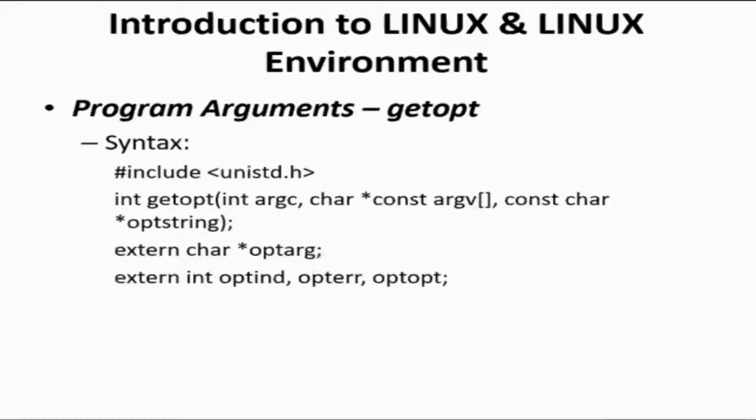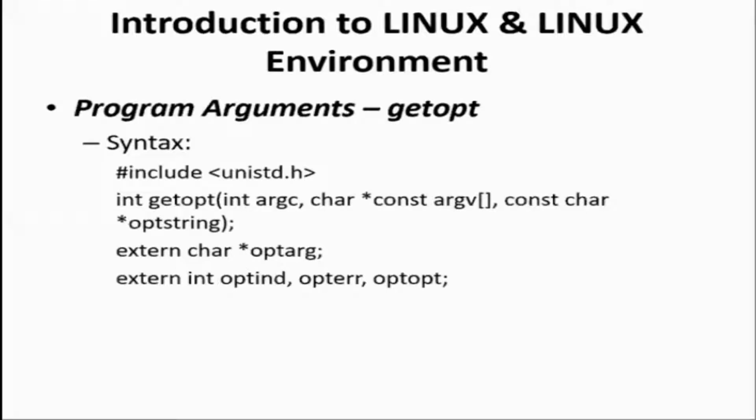And if there are 2 colons, it means that an option takes an optional argument. If there is text in the current argument vector element, then it is written to optarg. Otherwise, optarg is set to 0. So in the getopt function, we have optstring, which is a string containing some legitimate option characters. If the option character is followed by a colon, then the option requires an argument, and getopt places a pointer to the following text in the same argument vector element, or to the text of the following argument vector element.